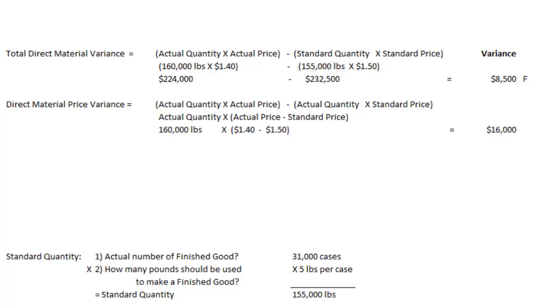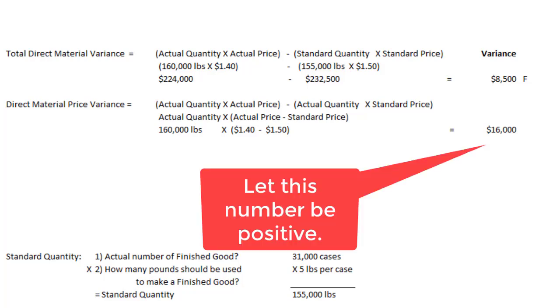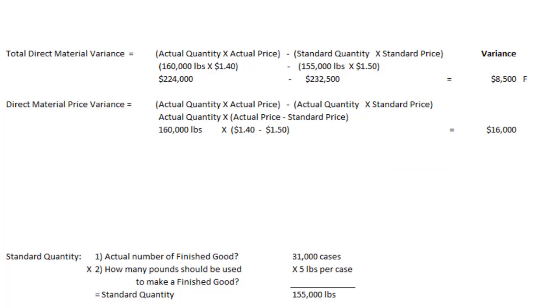So when we plug the numbers into the formula, we have the 160,000 pounds that was given to us before, and then we have the actual price, $1.40 that we paid, and the standard price. When we multiply this out, we get $16,000. Now don't put positive or negative, make whatever number you have positive, and then you have to determine whether it's favorable or unfavorable.